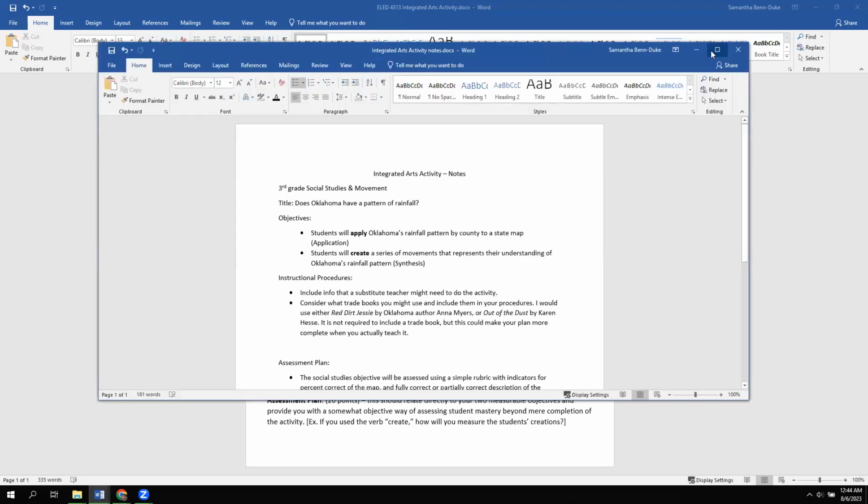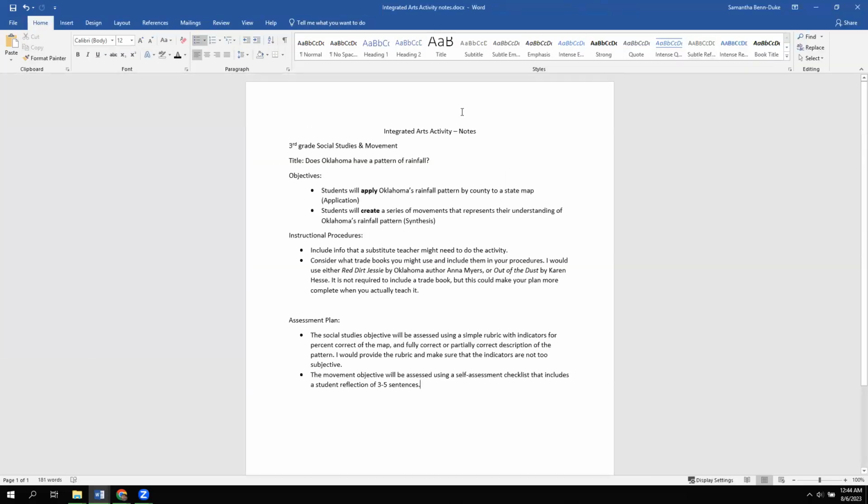I went with a lesson that I have taught before, not the movement part, but the 3rd grade social studies. Does Oklahoma have a pattern of rainfall? I would locate my 2 Oklahoma academic standards, one from social studies and one from movement. And then I created 2 objectives.